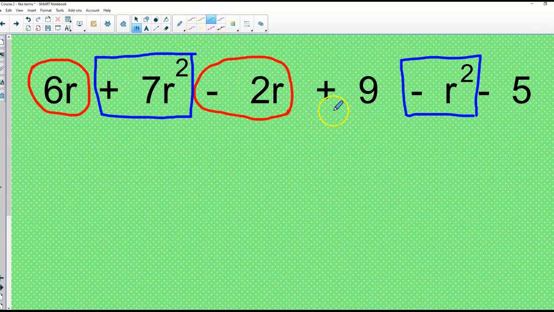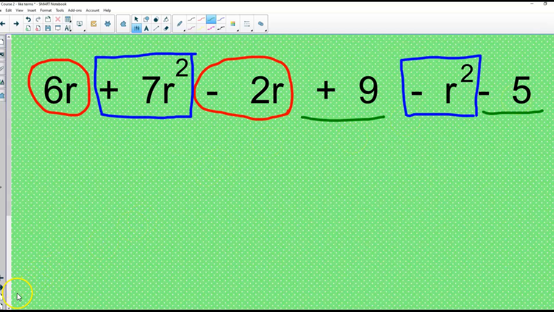And then lastly, what do I have? I have a constant of 9, and I also have another constant. So these two go together. So maybe instead of making a shape, maybe I'm just going to underline this one and underline this one. Okay, so I can easily look at this and see that these two go together, so do these, and so do these. Those are my like terms.